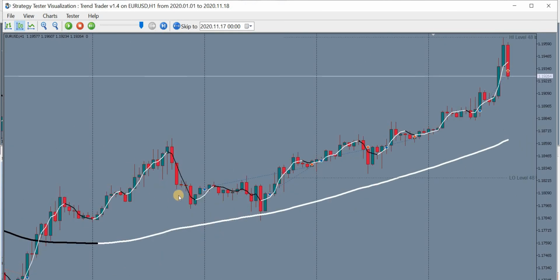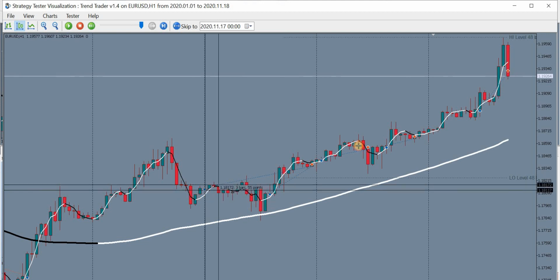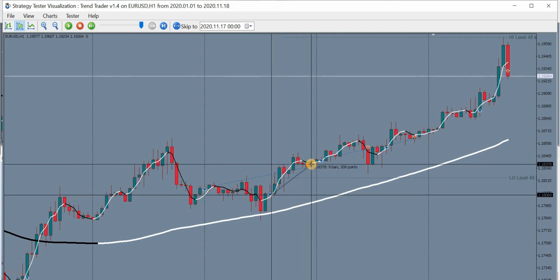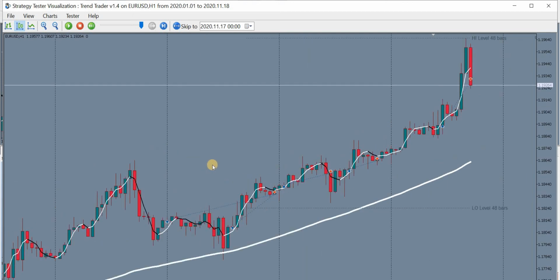Now this is a very nice sight when you see that you're opening a trade, the price goes in your favor, and then another trade is open and the price goes in your favor even further, and they all close in profits.